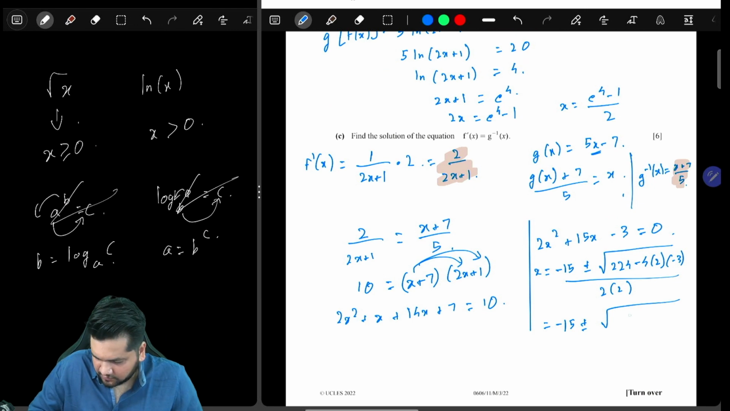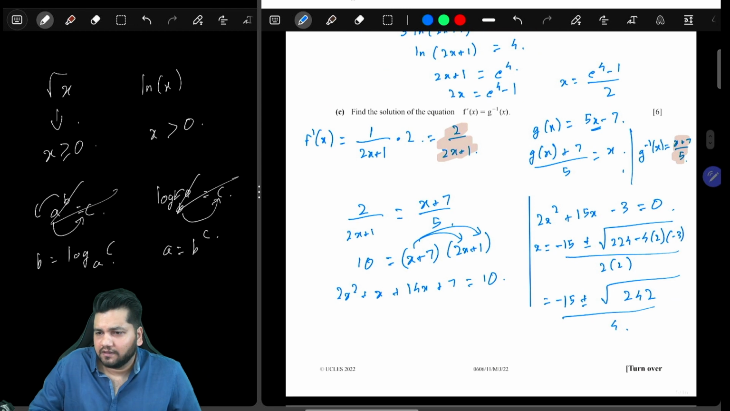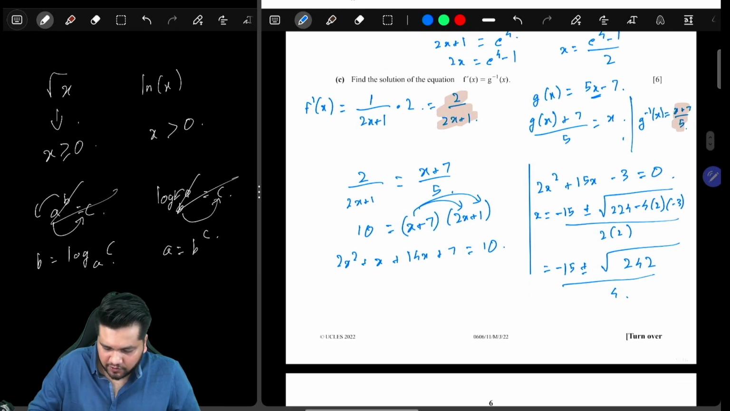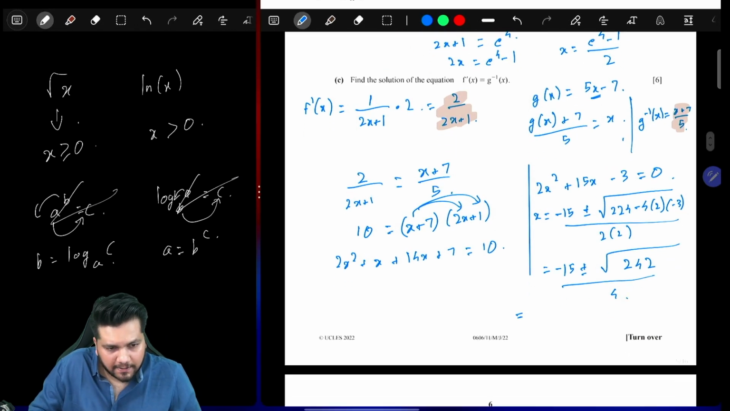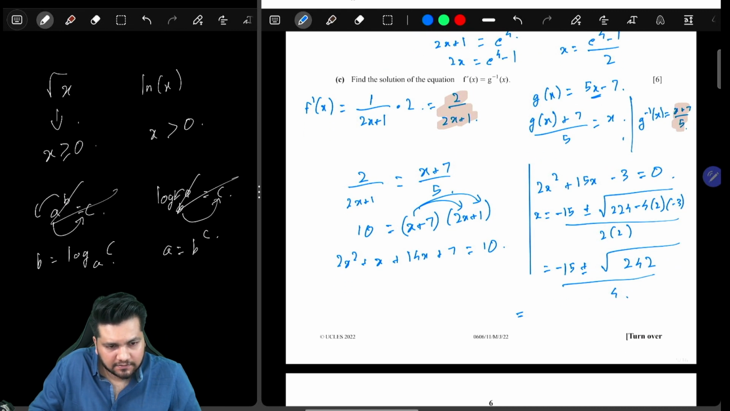618, so 242 upon 4, and it's too much of a thing. You can use a calculator and get the values. So here, through the calculator, you will get the two values. The two values are, one second, 0.195 and minus 7.69.